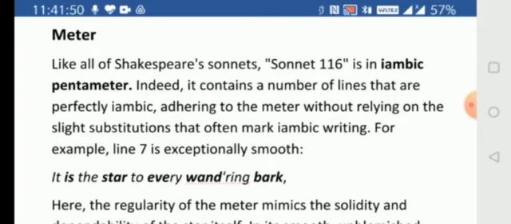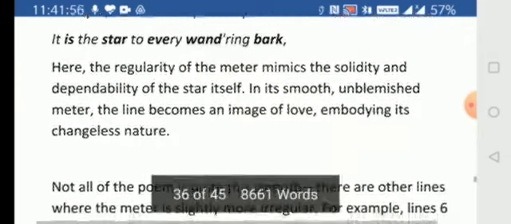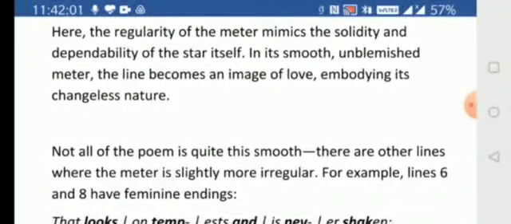For example, line 7 is exceptionally smooth. It is the star to every wandering bark. Here, the regularity of the meter mimics the solidity and dependability of the star itself. In its smooth, unblemished meter, the line becomes an image of love, embodying its changeless nature.